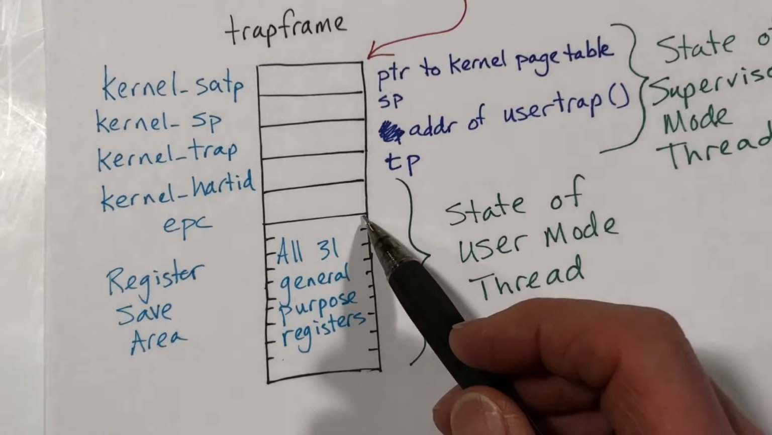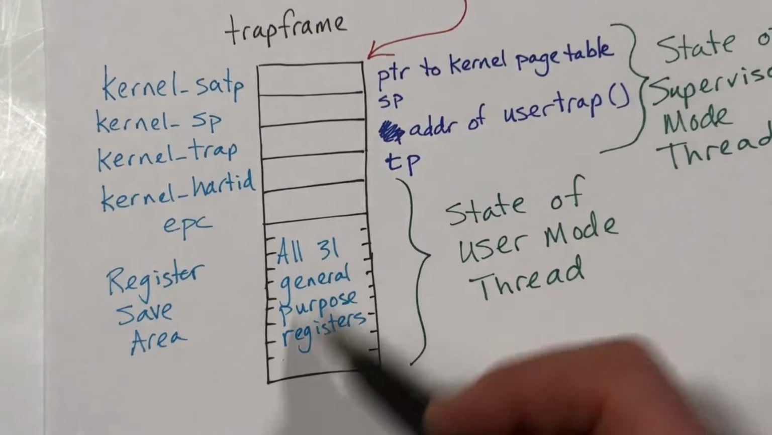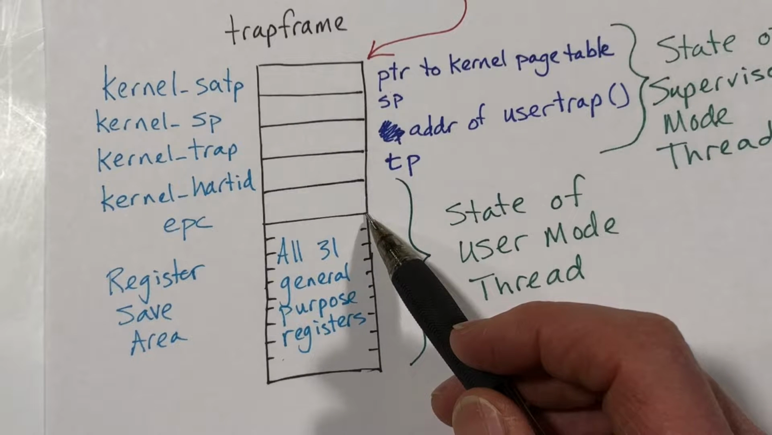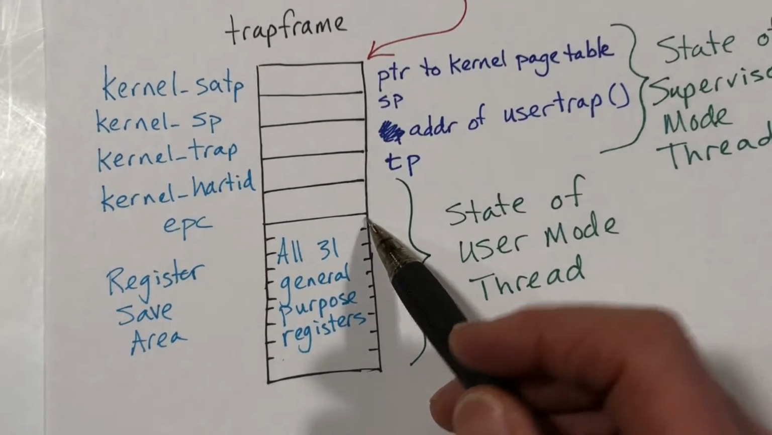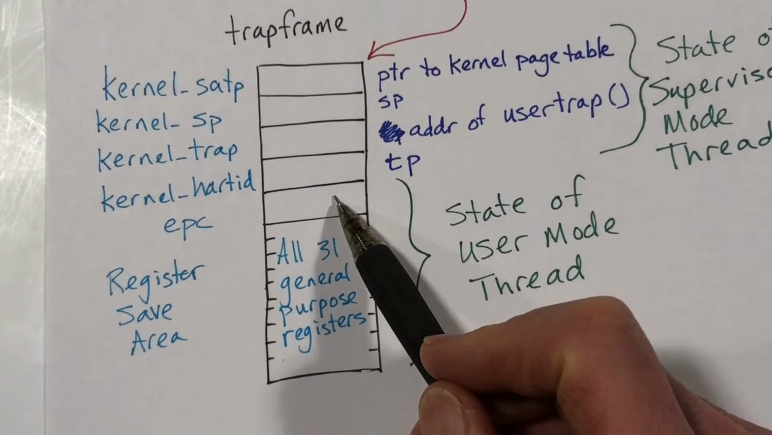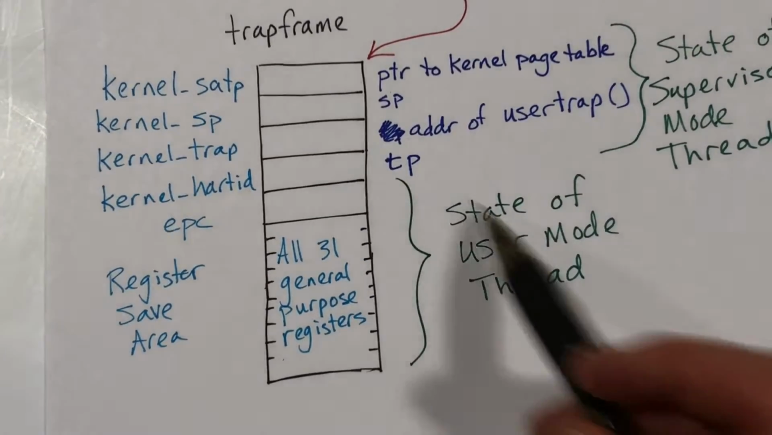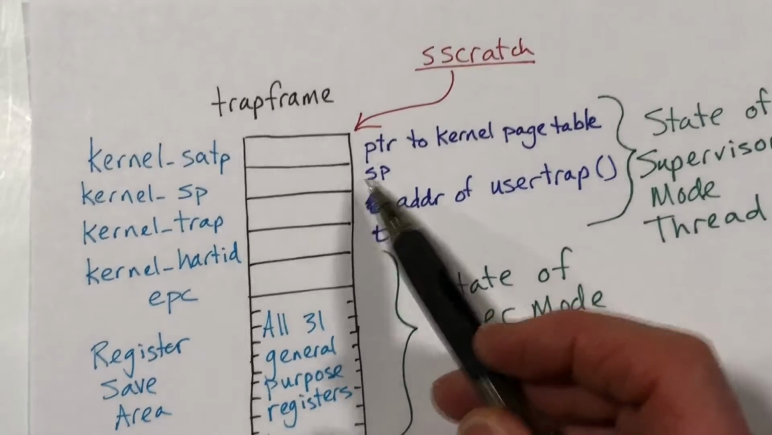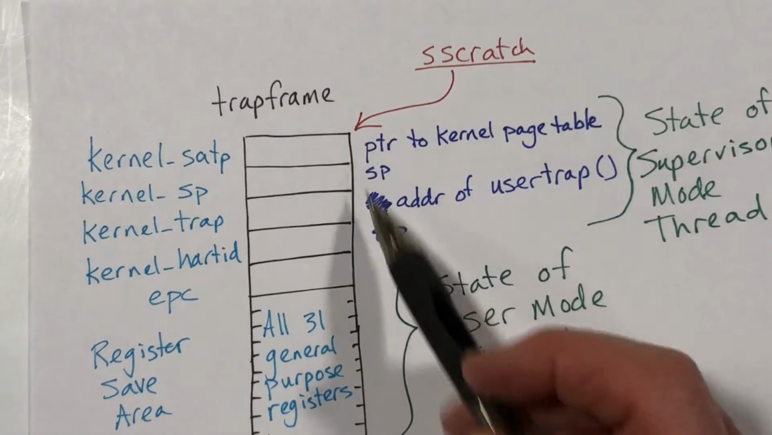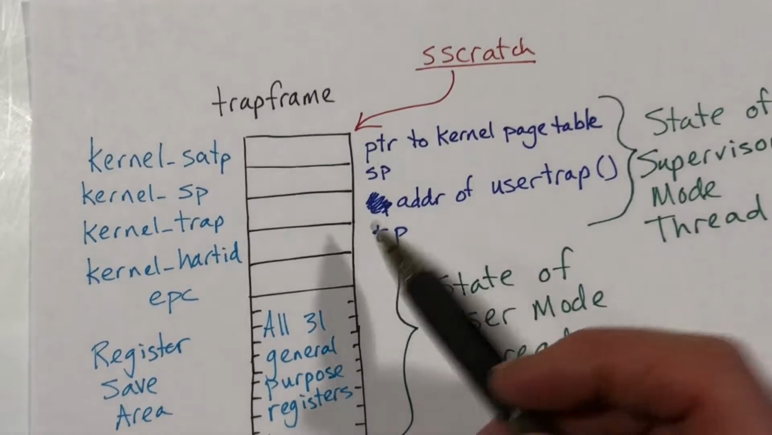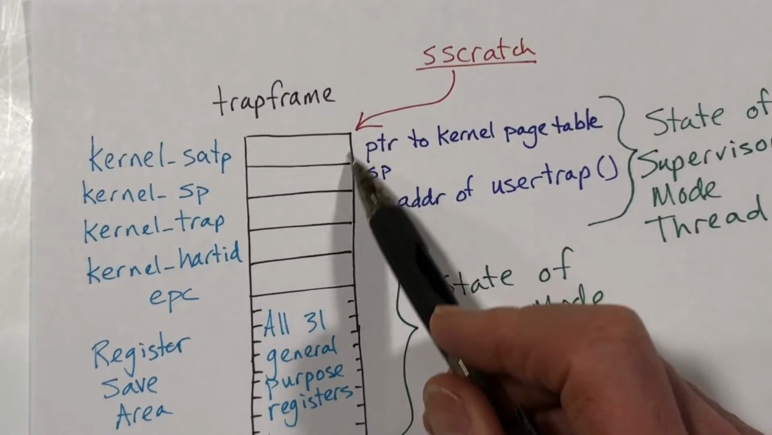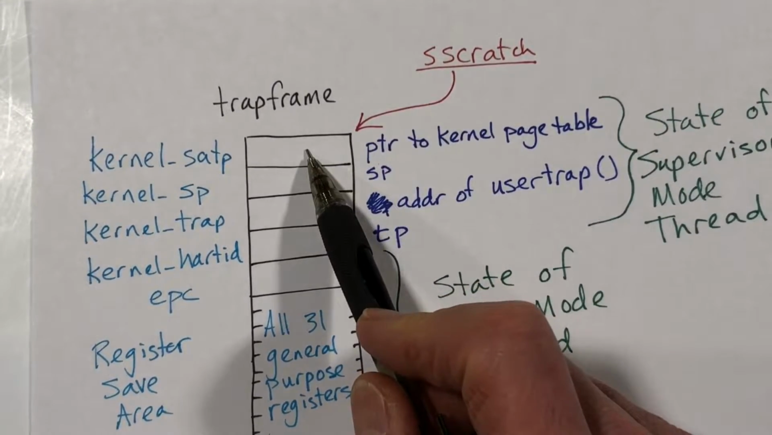The 31 general purpose registers will be saved here, remembering that the 32nd register, that is register 0, is always hardwired to 0, so we only have to save 31 of them. And the program counter, the previous program counter, will be saved here. So that's the state of the user mode thread. And then we load up the state for the kernel thread. So we have a pointer to the kernel's page table. That's nice and handy to have, and that's right there.